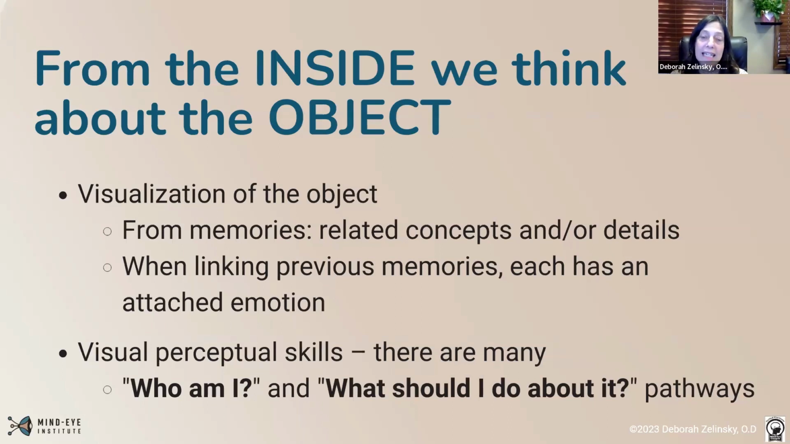So that little tiny tail changes the meaning of the word. Or many different examples like that. So there's several different perceptual skills that you could have.